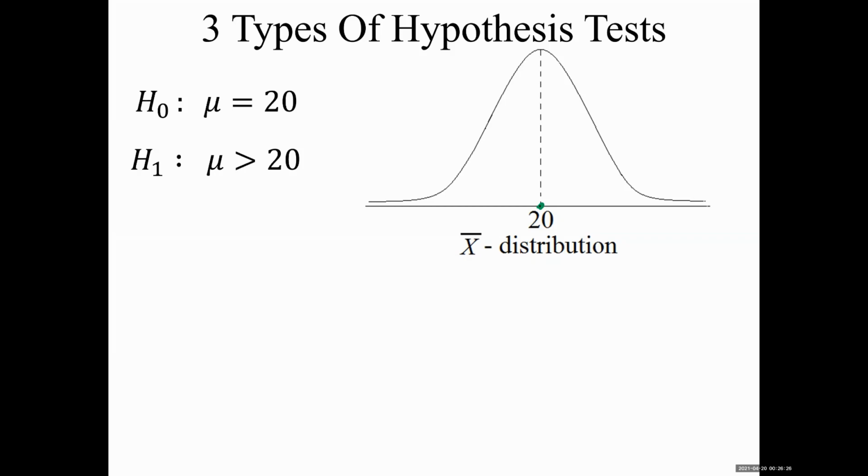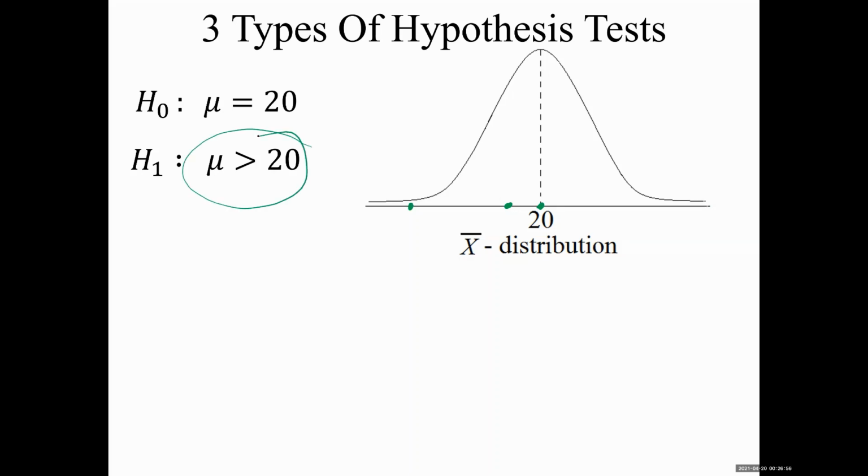The king. You believe the king. What if X bar is just a little bit less than 20? Who do you believe? The king. You believe the king. What if X bar is less than 20 but really far from 20? Who do you believe? The king. Yes, good. I tried to trick you. You didn't let me trick you. Good. You believe the king because the peasant is saying greater than.